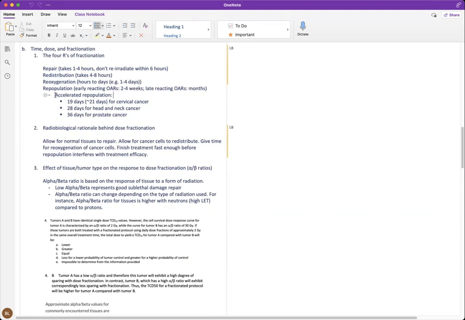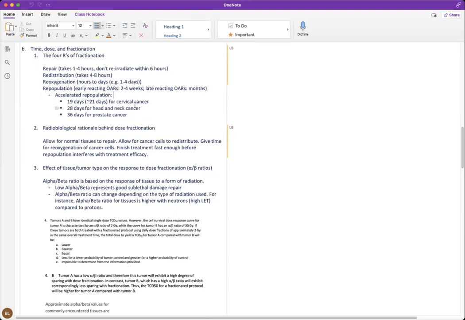And accelerated repopulation is one of my favorite concepts because it explains why it's so important to complete treatments for fast-growing cancers within a certain time after you've started the clock. So for cervical cancer, cells start to accelerate how fast they're repopulating at about 19 or 21 days. And for head and neck cancer, this starts at about 28 days. Rule of thumb, I say 3 weeks.